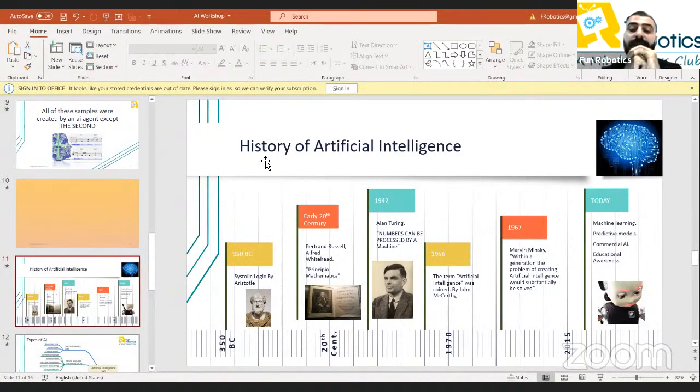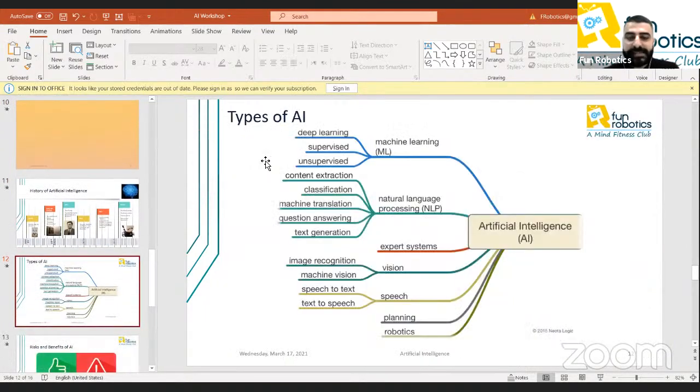So he was the first person that came up with that term, artificial intelligence. And then in the 1960s, a lot of studies happened on this idea and the comparison between machine and human. And today we've got all the different branches of AI like machine learning, predictive models, commercial AI with these robots that you can buy from the store, or the big human robots like Sophia, I believe that was her name. And you can see from this picture right here the different branches of AI.